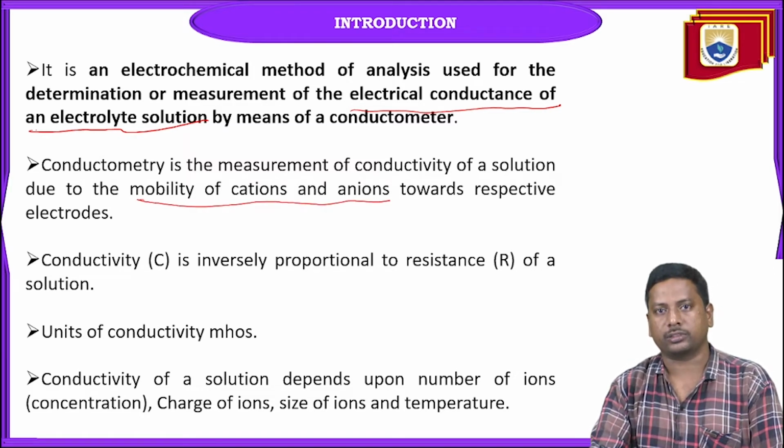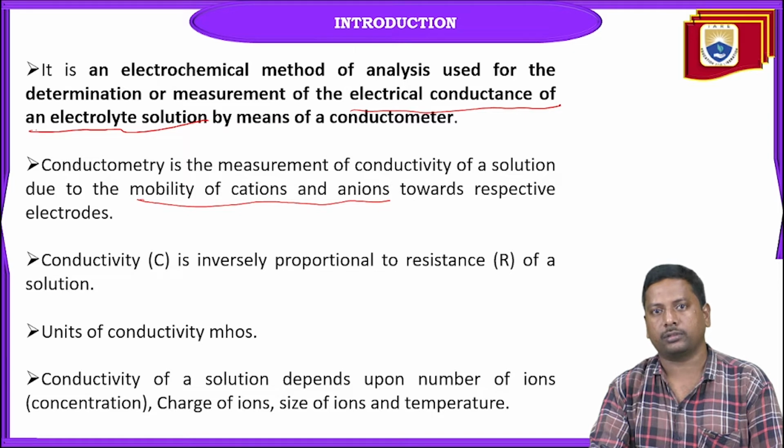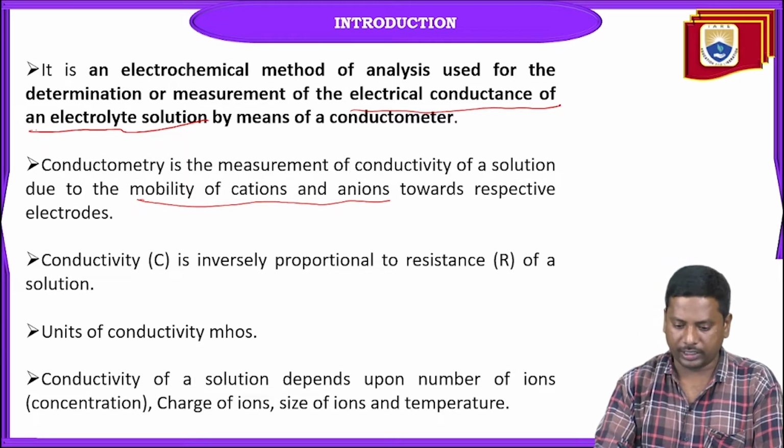respective electrodes. In this case, we observe mainly two types of electrodes, one is the anode and the other is the cathode. The anions move towards the opposite respective electrode, whereas the cations also move to the opposite respective electrode. So there are similar attractive and repulsive forces between the cations and anions. After that, conductivity is inversely proportional to the resistance, as we already discussed, and the units are mhos.